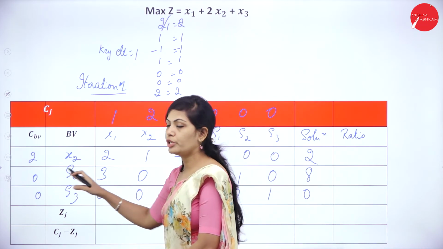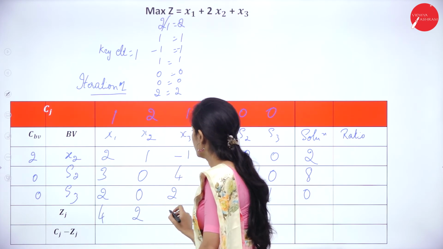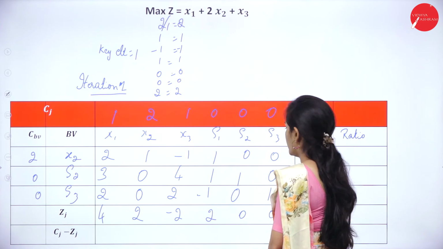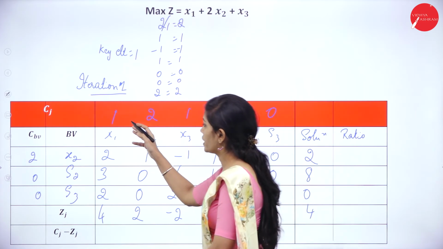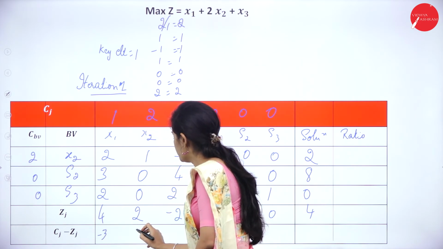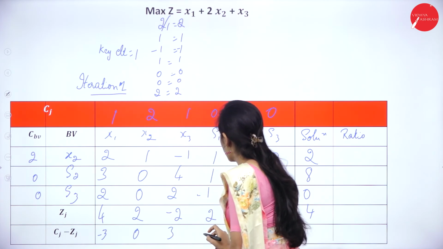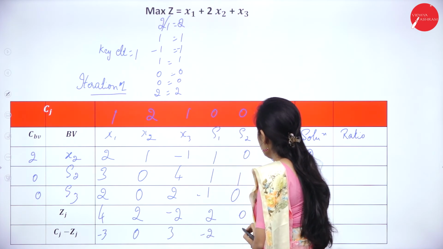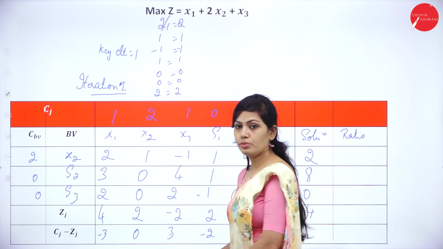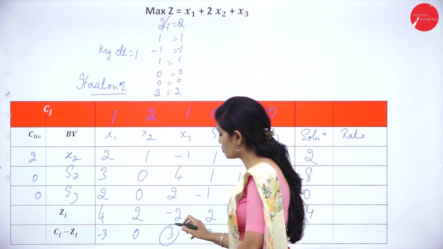Multiply this. 0 into any number is 0, and 2 into 2 is 4. 2 minus 2, 2, 0, 0, and 2 2s are 4. Now we can find Cj minus Zj. 1 minus 4 is minus 3. 1 minus of minus 2 is 3. 0 minus 2, 0 and 0. So here again I got a positive value. So it is not satisfying the optimality condition. Again I have to proceed further.